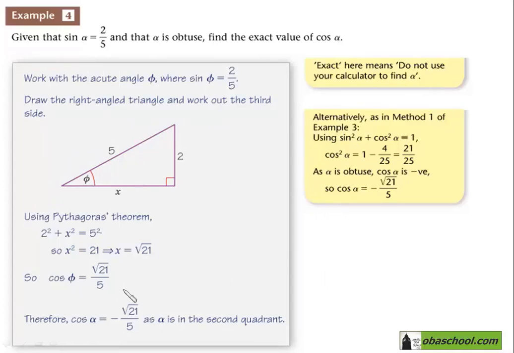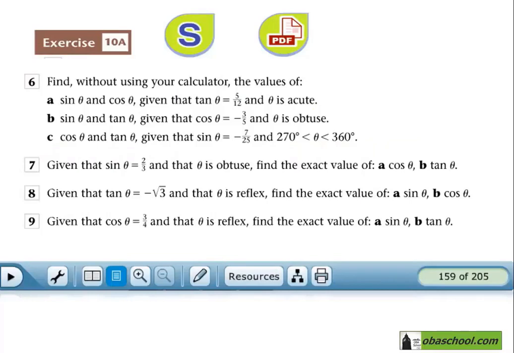First, we have the explanation on how to use the right angle triangle. Then we have the explanation for the second method, which is by using the trigonometrical identities. As alpha is obtuse, then cosine alpha is negative. If the question doesn't specify which method to use, then you are free to choose either one, the right angle triangle or the trigonometrical identities. Now, look at these exercises. Try to solve from 6 to 9. In each one, we have given one trigonometric ratio and the nature of the angle, and we need to calculate the other trigonometrical ratios.